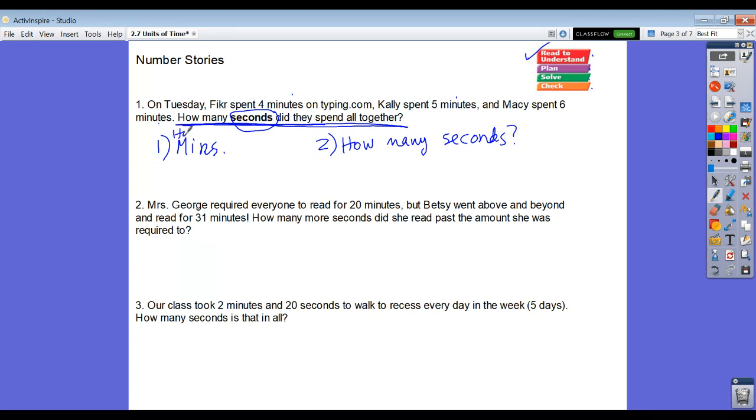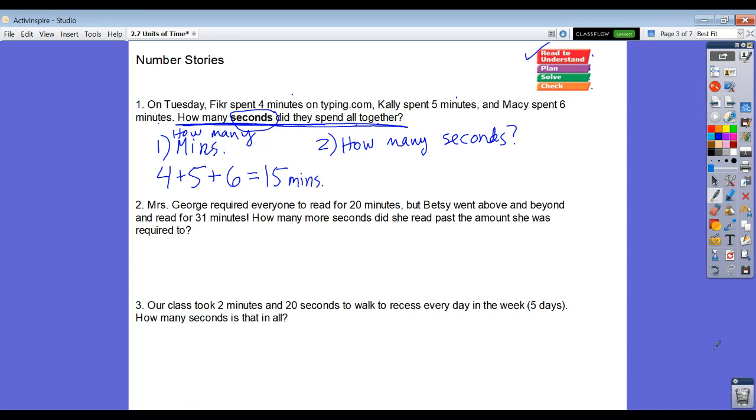Okay. So first, how many minutes? Well, to do that, we would add them up, right? Because it said all together. 4 plus 5 is 9, plus 6 more is 15 minutes.